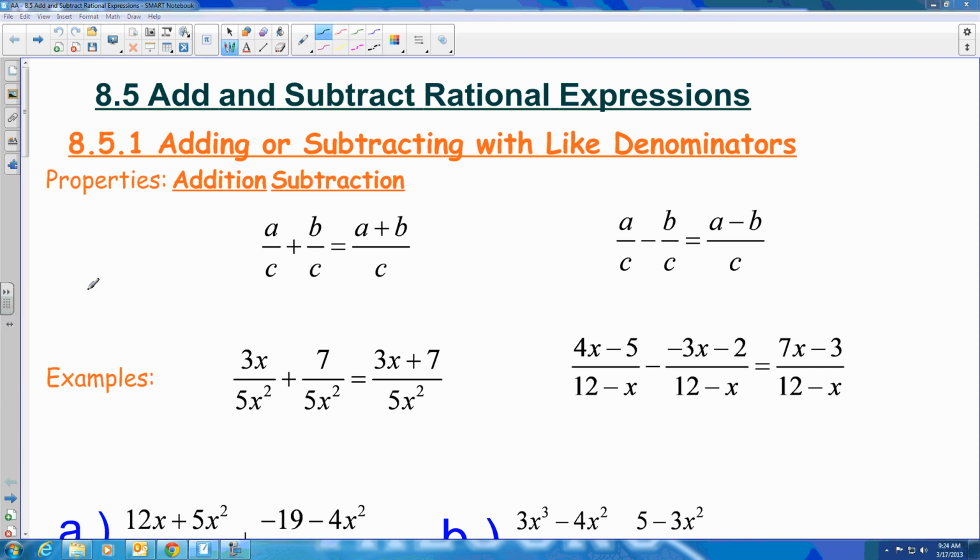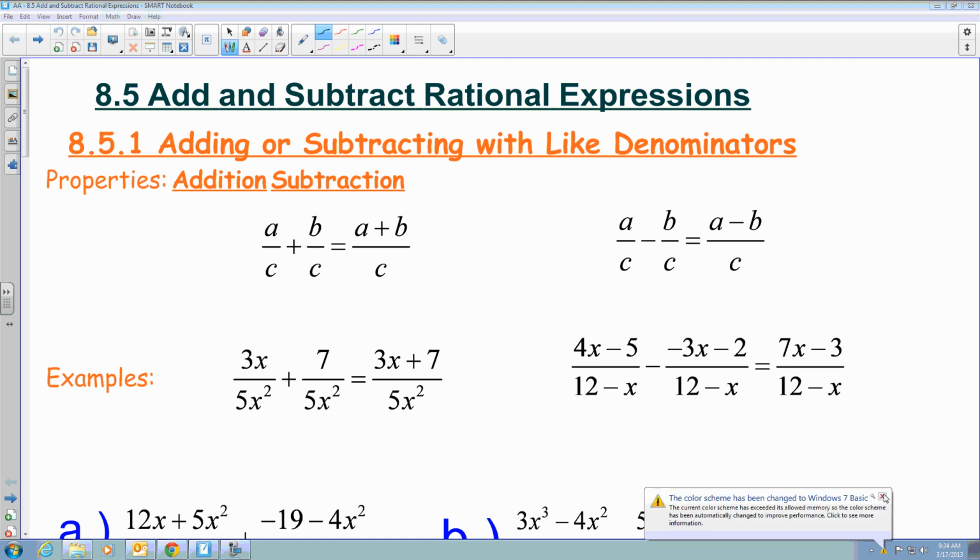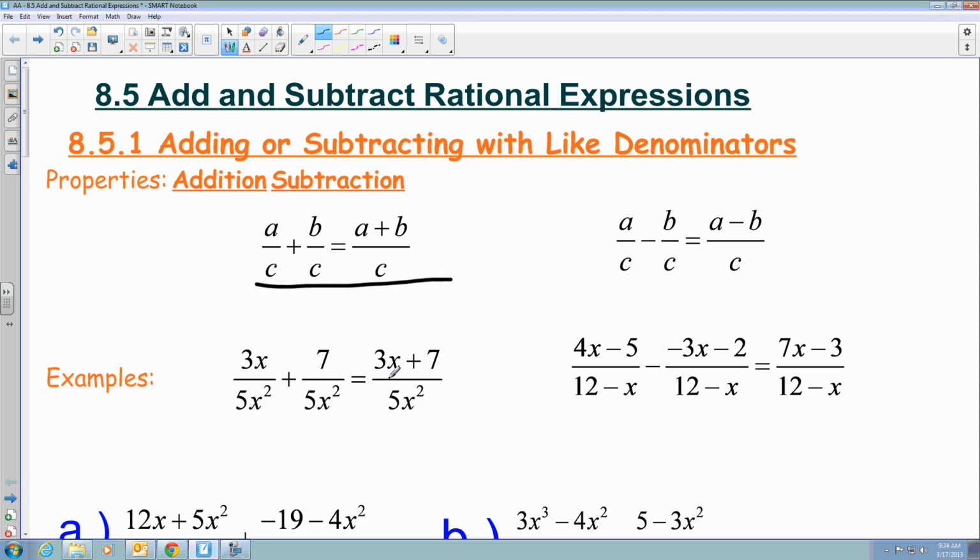Okay, so we're in section 8.5 where we're going to add and subtract rational expressions. Just like when you were adding and subtracting fractions, the first thing you had to do was make sure that you had a common denominator. The only way that you could add or subtract is if those denominators were the same. Kind of like here where I have A over C plus B over C.